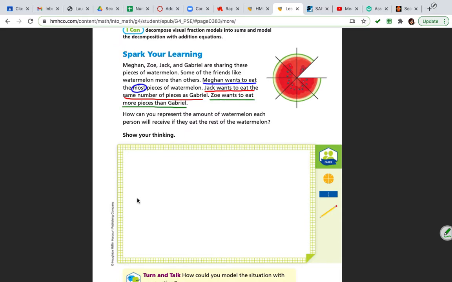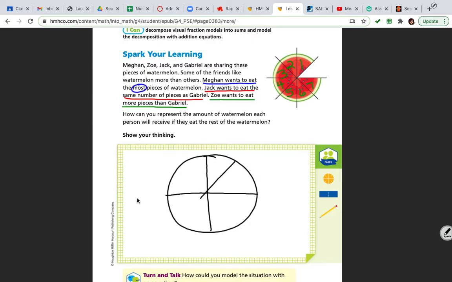So let's think about this. Jack and Gabriel, we only have, let's see how many pieces. 1, 2, 3, 4, 5, 6, 7. Let's make this a pie chart. Okay, so we have 8 pieces, or we would have started with 8, but one's missing. So I'm gonna go ahead and block that off. That's nobody's piece, okay?